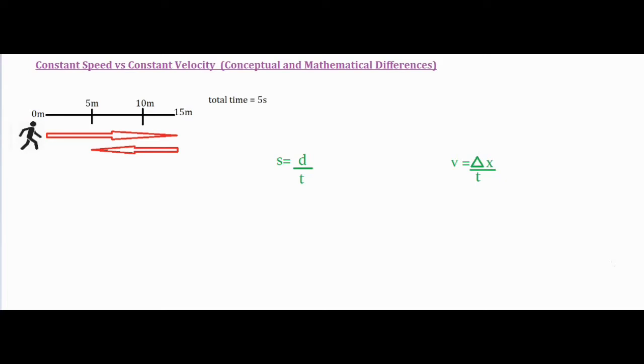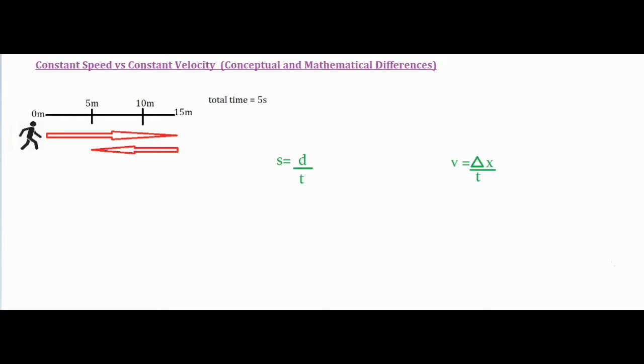S equals d over t, which is speed equals distance over time. All of these values are scalars. Scalars mean that all of your values are positive because they're only measuring the magnitude of the number. The magnitude of the number is just simply how large it is without considering direction.